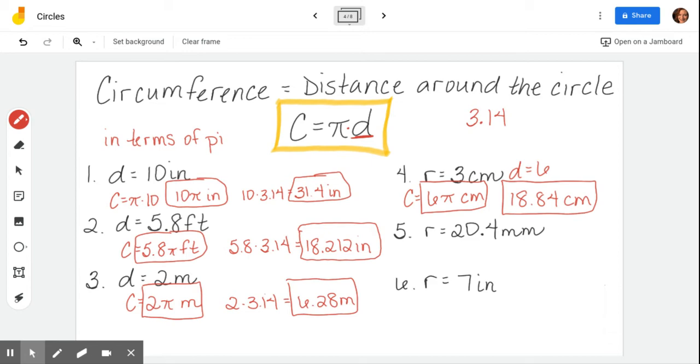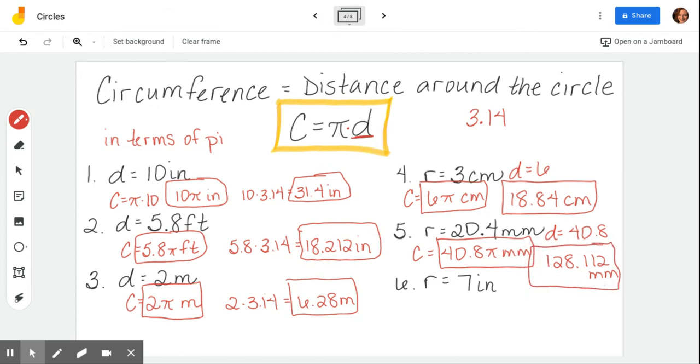Number 5, if the radius is 20.4, double that, and I find out that the diameter is 40.8. If I'm asked to leave circumference in terms of pi, then I just say 40.8 pi millimeters. If I'm asked to actually use 3.14, then I'm going to take 40.8 times 3.14, and I get 128.112. Again, just watch out if you're asked to round. Make sure you round appropriately.